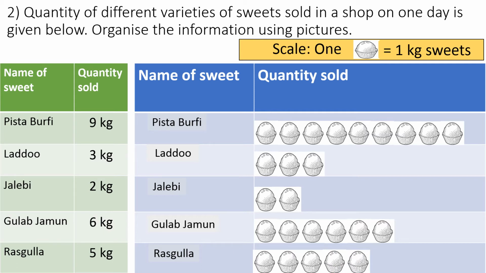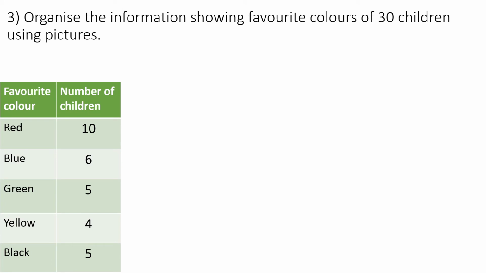This is the final pictograph. The next is question number 3. Organize the information showing favorite colors of 30 children using pictures.